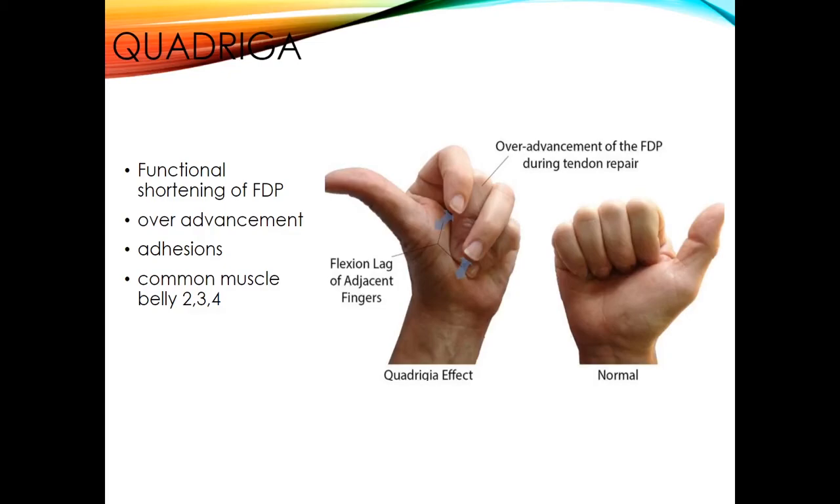Quadriga is a problem you guys should know about. This is from a functional shortening of the FDP or over-advancement if you have to trim back frayed tendon ends. As you can see here in the image, what you got was over-advancement of the FDP to the middle finger here. And now with full excursion of that middle finger, the patients can't pull down their FDPs of the index and ring fingers, and it's because there's a common muscle belly between these 3 fingers.